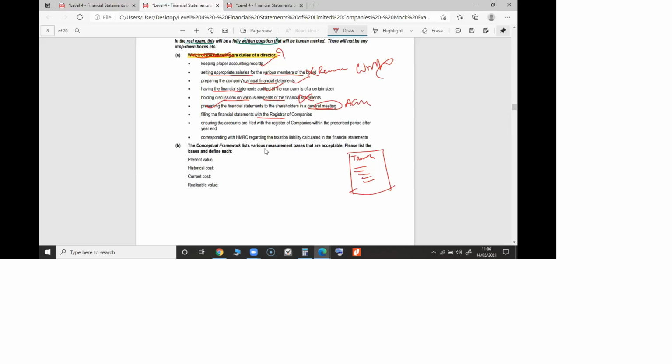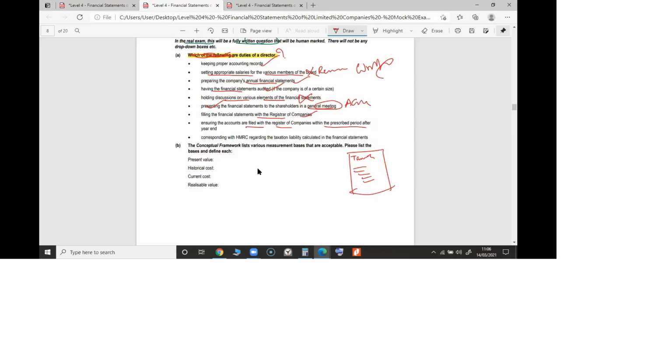Let's not give me from my side only. Yes, definitely. Thank you. Filing the financial statements is definitely their duty. They have to do it. Ensuring the accounts are filed with the register of companies within the prescribed period after the year end.